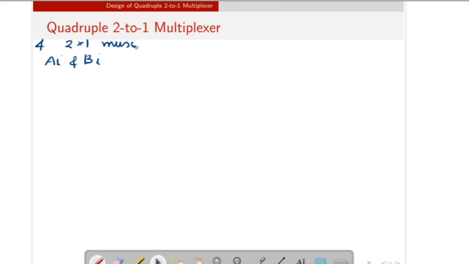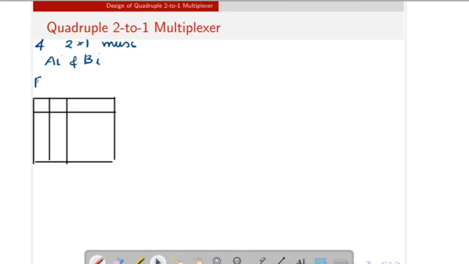When the enable input is equal to 0, then only it selects the corresponding input. If the enable input is equal to 1, then the output is equal to 0. So this is the function table for the 2x1 multiplexer, with an enable input and a select, then output Y. When the enable input is equal to 0 and select is equal to 0, it selects A.